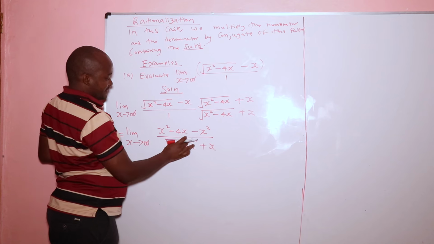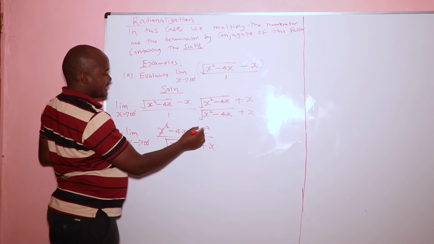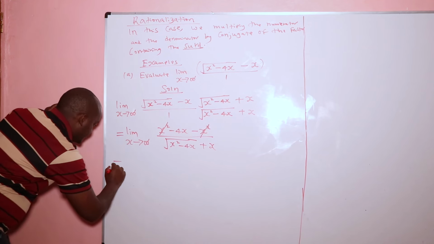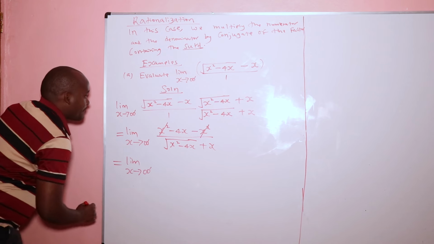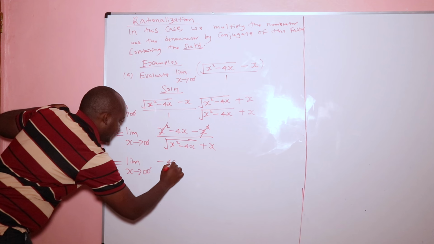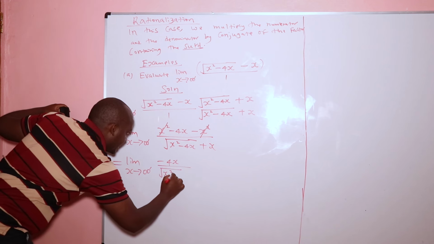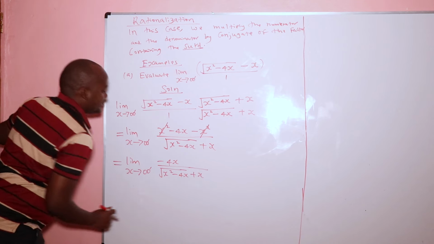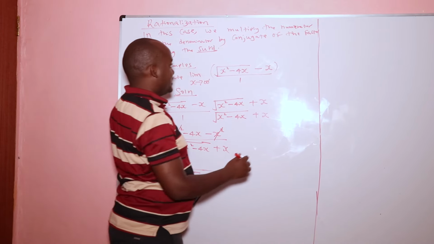Then we try to simplify the numerator. You realize that x squared minus x squared, you get 0. And now this would imply that you'll be left with the limit as x approaches infinity of negative 4x divided by root x squared minus 4x plus x. That is what we have. This will give us what?